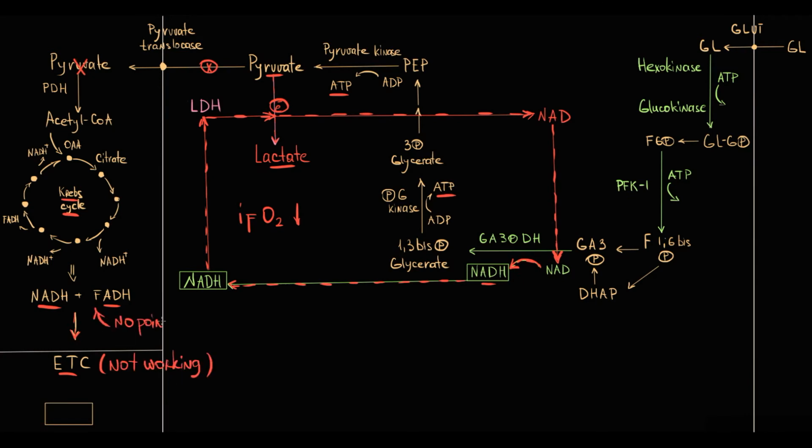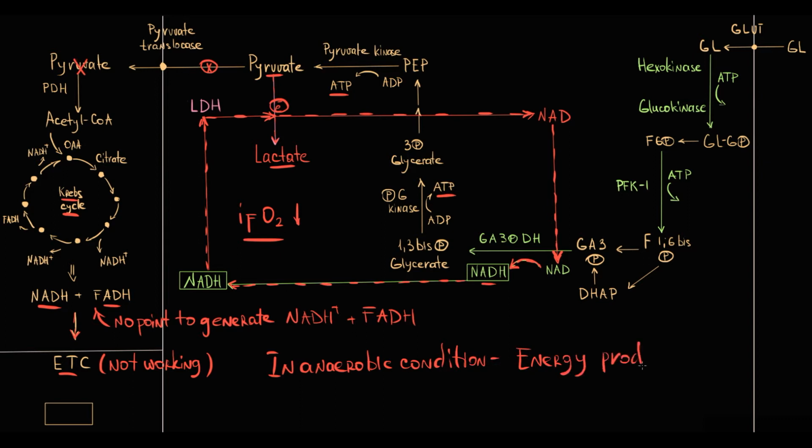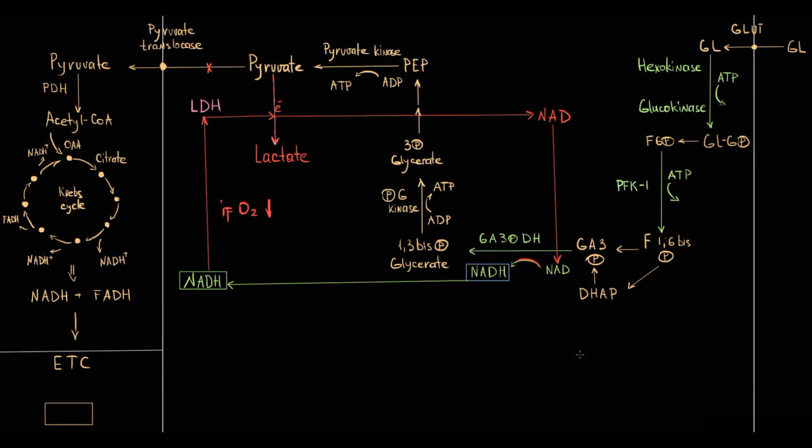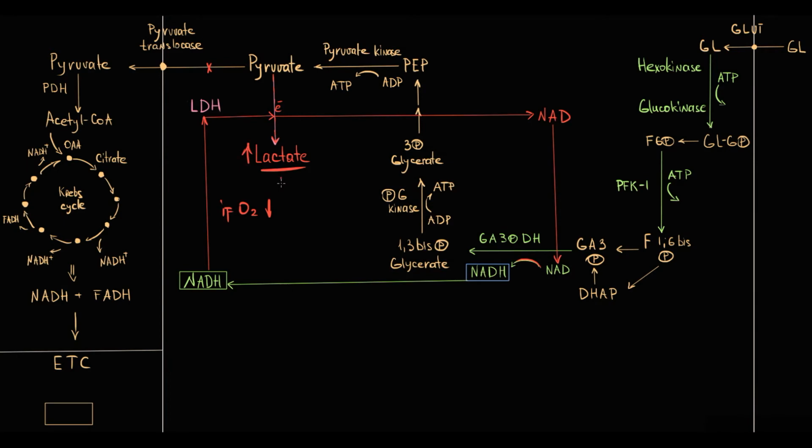So basically, in anaerobic condition, Krebs cycle and electron transport chain become totally useless, and the entire energy generation process occurs strictly in the cytosol. The first problem with anaerobic glycolysis is that it causes progressive accumulation of lactate inside the cell, and accumulation of lactate inside the cell causes decrease in intracellular pH, thereby leading to intracellular acidosis.